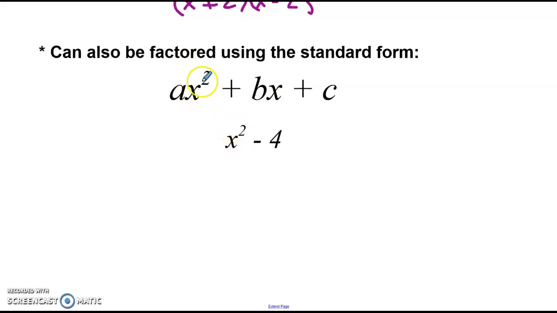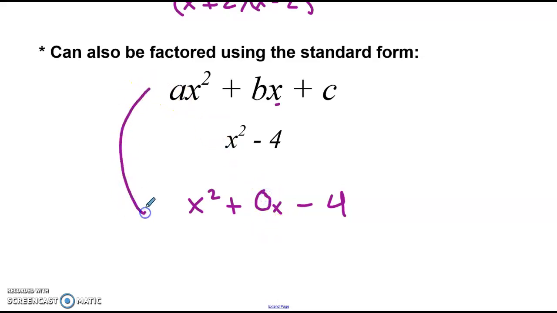I would take my first term here, x squared. Now I don't have any x term, so I'm going to invent one. I'm going to put plus 0x, and then minus 4 would be the c term. And hopefully you can see that this here is equal to this. These are the exact same expression. I just inserted a 0x. This has no value, but I write it here just so you can see it in this format.